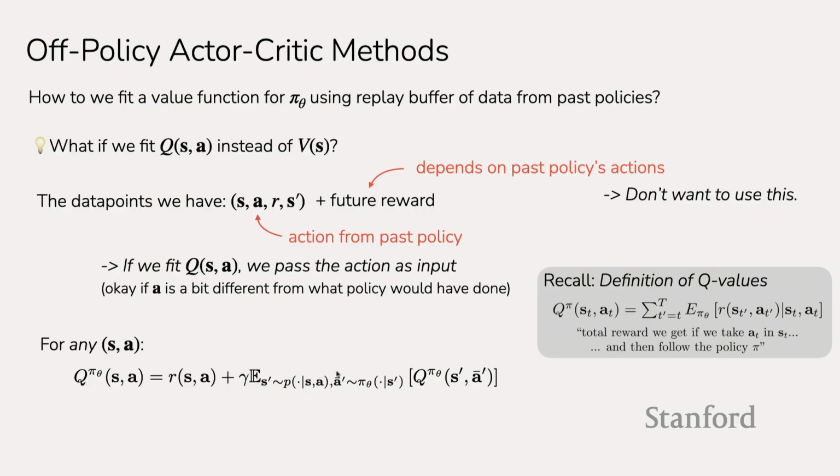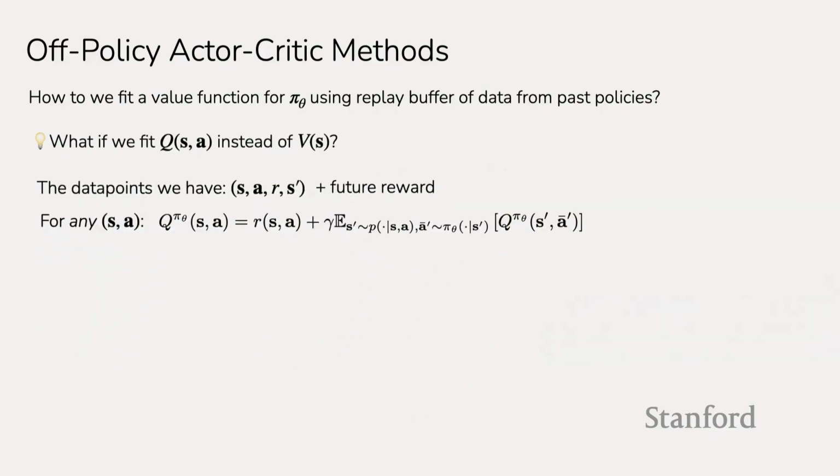And for the next action, instead of using the action that was taken in our data, we can use the action sampled from our current policy. So we're recursively defining the Q function here, and we can just go through the next part.